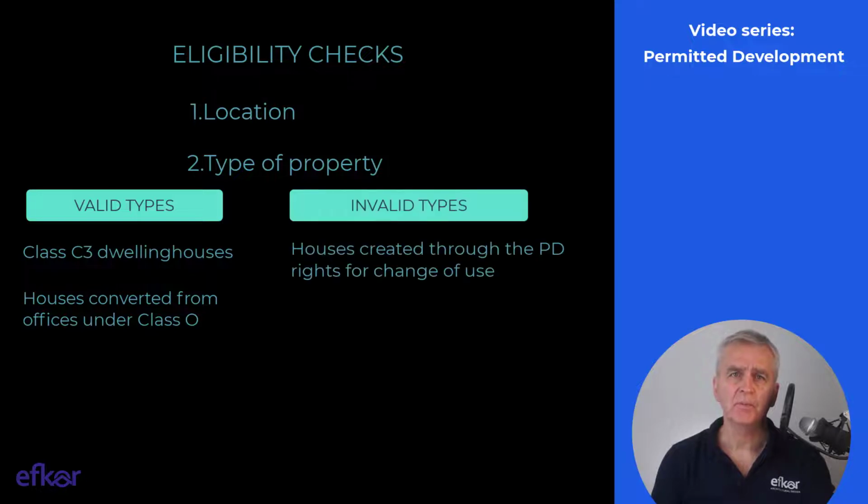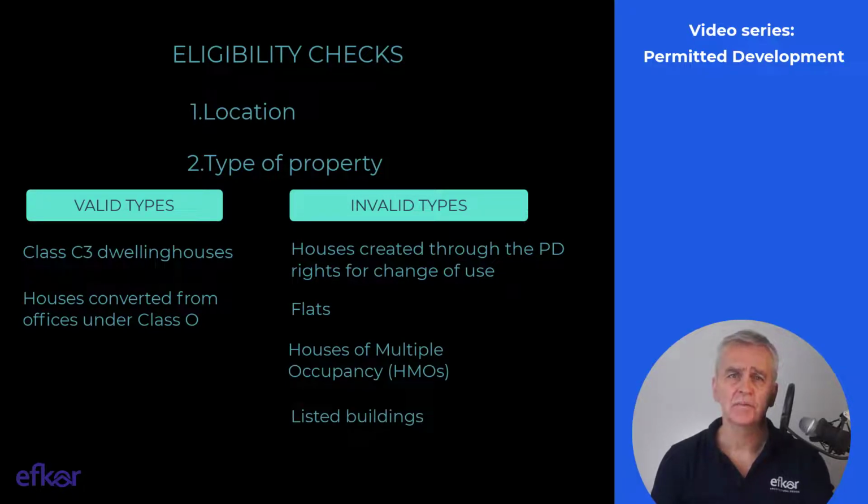PD rules do not apply to houses created through the PD rights for change of use. They don't apply to flats or houses of multiple occupancy, HMOs, or listed buildings, or temporary structures such as mobile homes and caravans. Note that the situation regarding HMOs is fluid. There are instances where PD rights have been permitted after appeal.